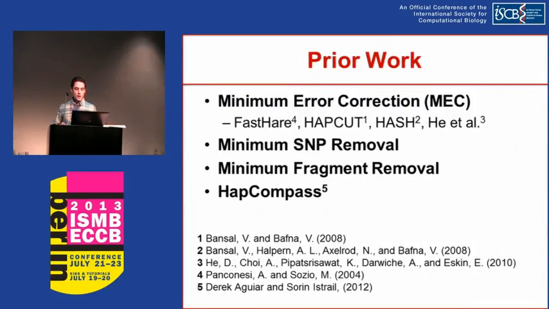So there's been a considerable amount of algorithms in theory that have been developed for the haplotype assembly problem. Most of them work on this MEC model, so correcting the minimum number of errors in the reads. I'll be talking today about the HapCompass algorithm, which is our previous publication last year. And what we're going to do is step through the algorithm and the model, and we're going to show how we go from diploid to polyploid genomes.